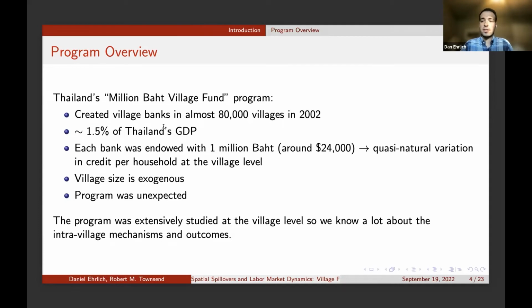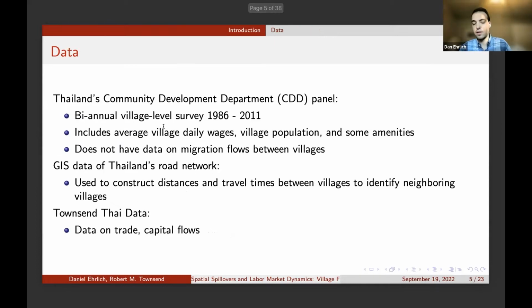As I mentioned, this program was studied extensively in the past, but primarily at the village level. We're going to be adding a new dimension to it, which is these village linkages. The data we're going to primarily be relying on is Thailand's Community Development Department panel, which is a biannual survey of rural villages from 1986 to 2011. The full sample is going to have around 40,000 villages.